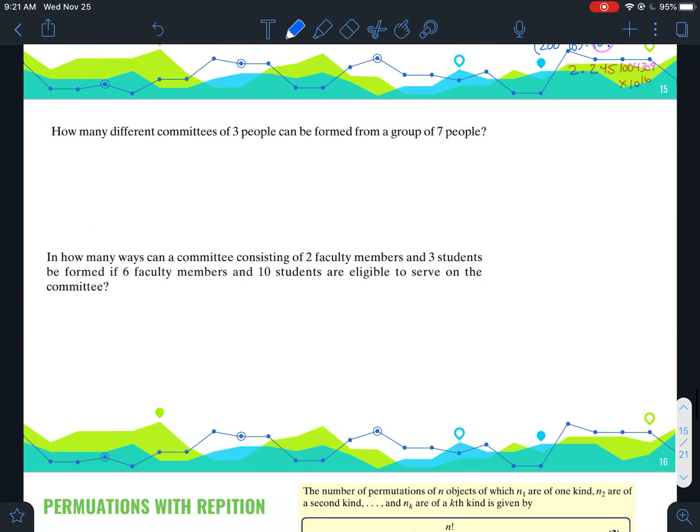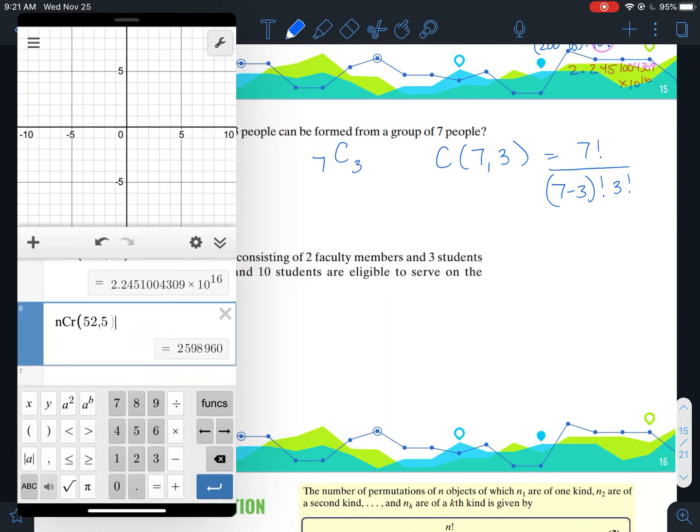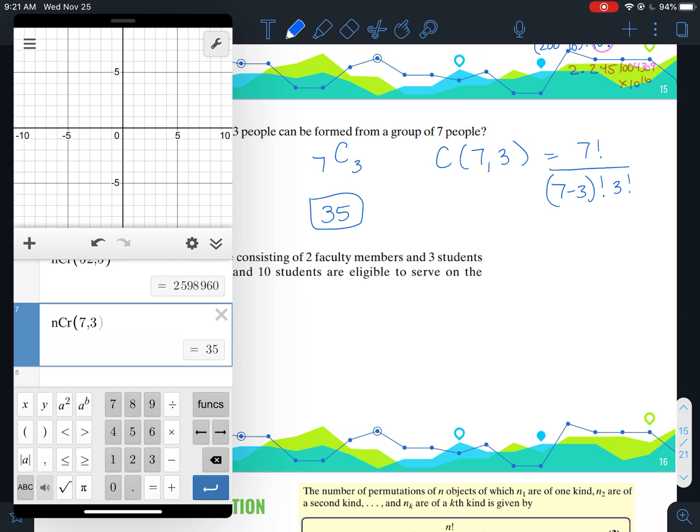So let's look at an example or two. How many different committees of 3 people can be formed from a group of 7 people? So a committee is a grouping. So it's going to be 7 choose 3, or C(7,3). And so this would be 7 factorial over 7 minus 3 factorial times 3 factorial. And so we can use our calculator again. And so this is going to be 7 comma 3. And there's 35 different ways of choosing a committee of 3 people from 7 people.